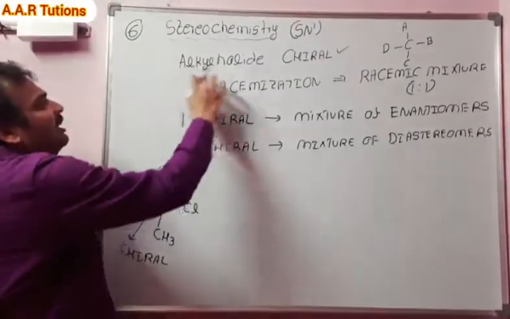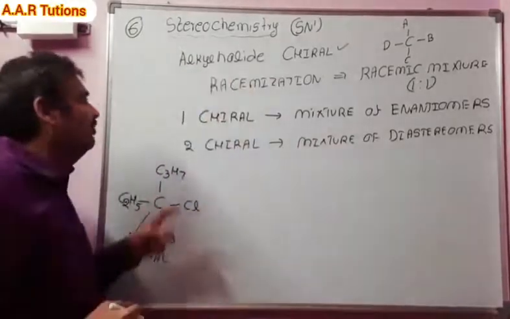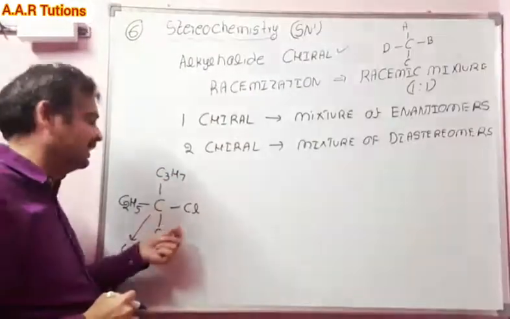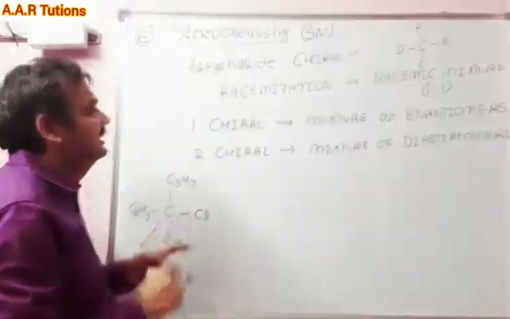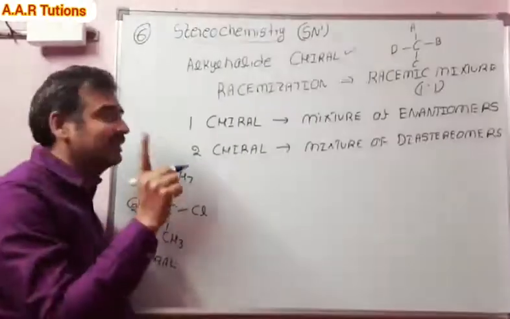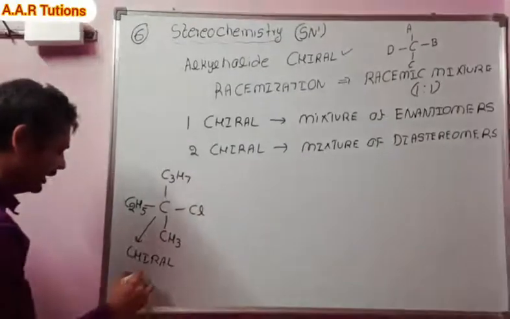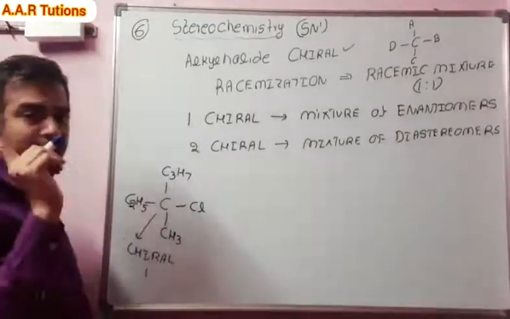Whenever an alkyl halide is chiral and undergoing an SN1 reaction, definitely it is a tertiary alkyl halide. Definitely it will undergo SN1 reaction. In SN1 reaction, what will take place? Racemization will take place. Since it is only one chiral carbon, a mixture of enantiomers will be formed.